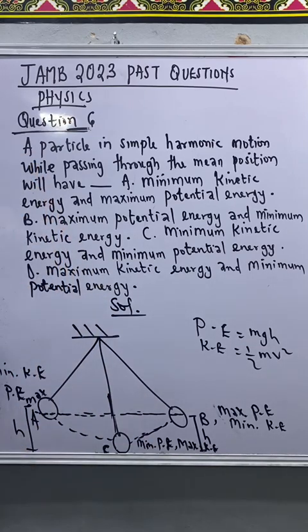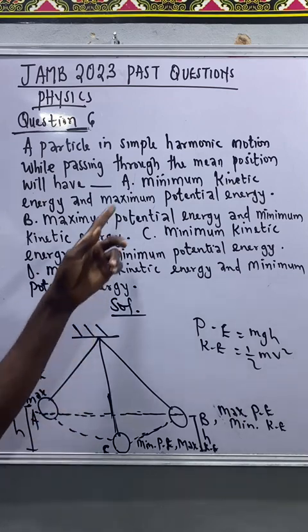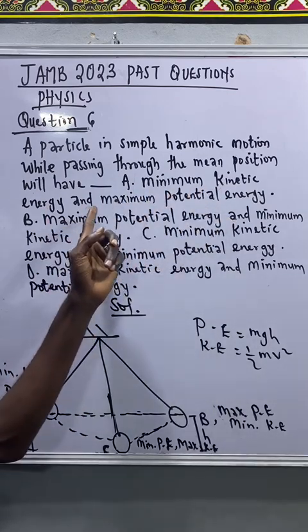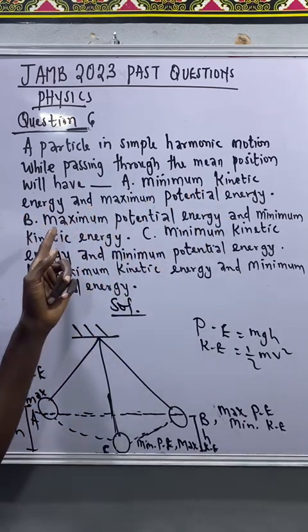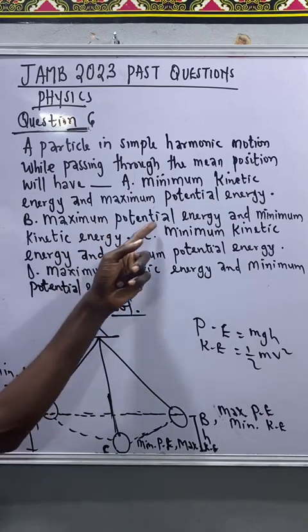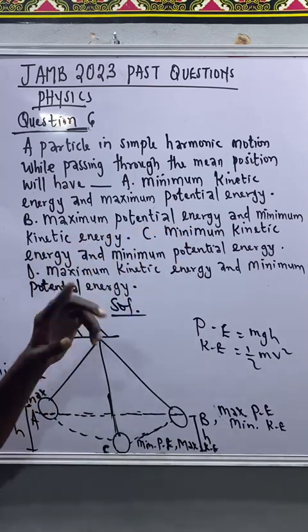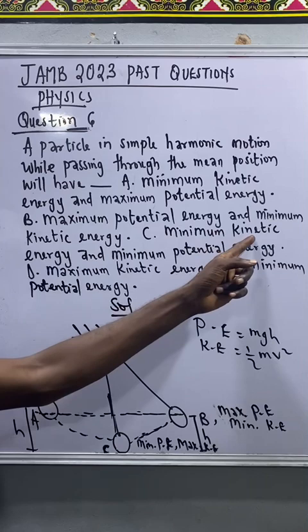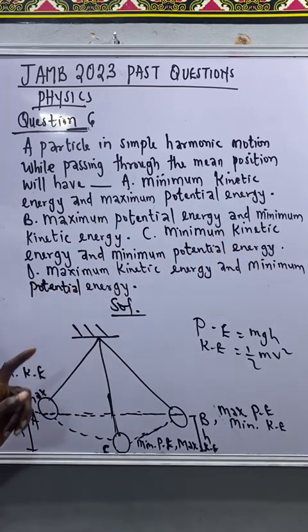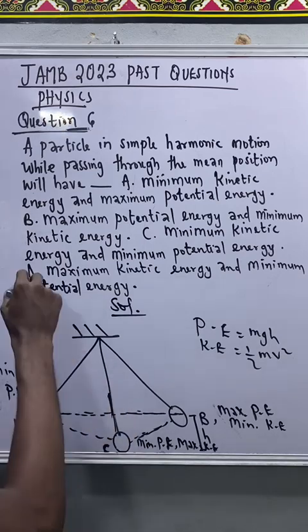Let's check the option that corresponds. Option A, minimum kinetic energy, no. Option B, maximum potential energy and minimum kinetic, no. Option C, minimum kinetic, no. Option D, maximum kinetic energy and minimum potential energy.